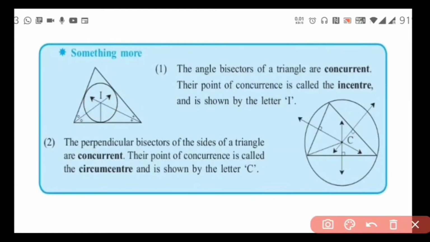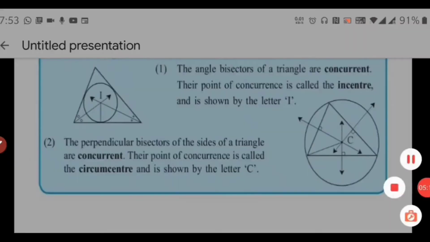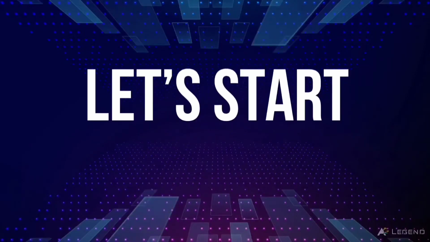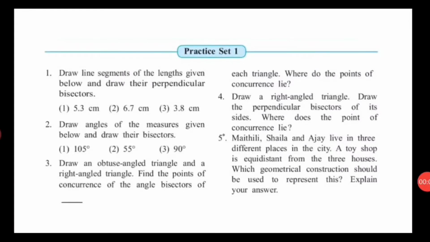Now let us see practice set 1. So now let's start practice set 1. Question number 1 is to draw line segments of lengths given below, and we have to draw the perpendicular bisector. These types of constructions we have seen in our lower standard, in 6th standard. So let us see how to draw this.